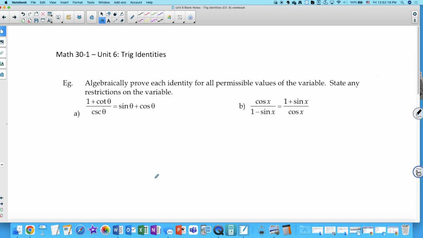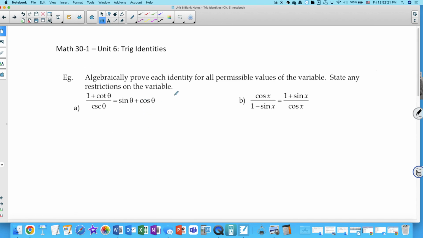So algebraically prove each identity for all permissible values of the variable. State any restrictions on the variable.